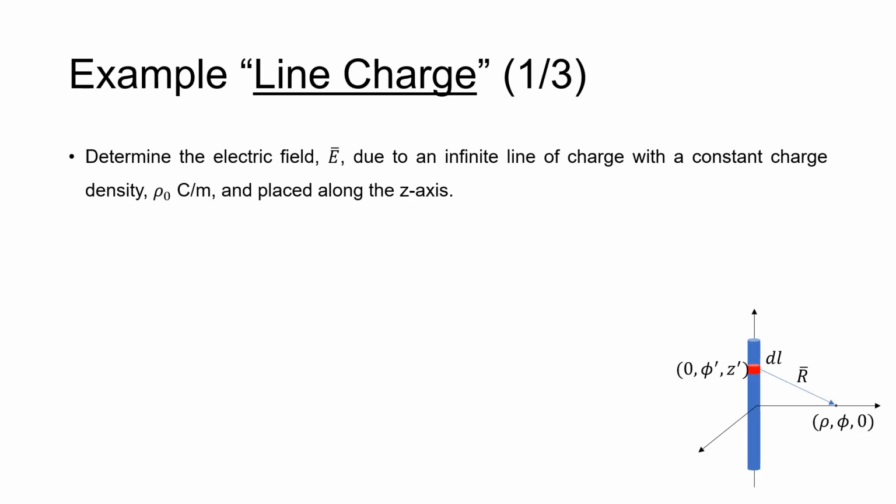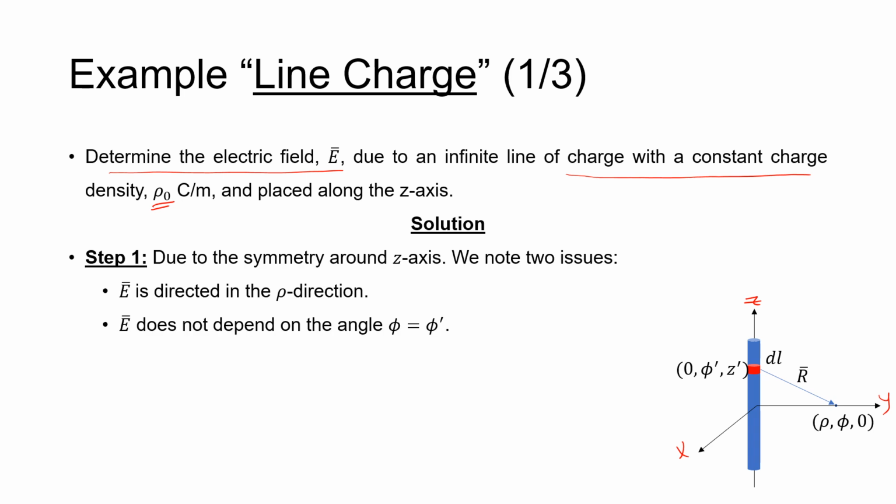So let's have an example here. We need to determine the electric field due to an infinite line. So now the line is very long, and has a charge with a constant value, rho naught, and is placed along the z-axis. So this one is x, y, z, and our line is placed on the z-axis. We just need to calculate the field at this specific point which is mentioned.